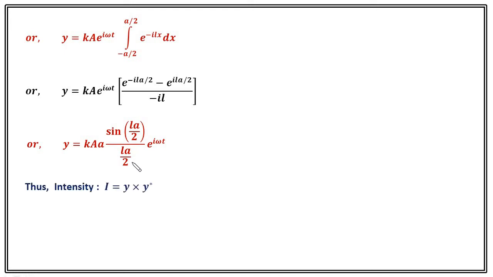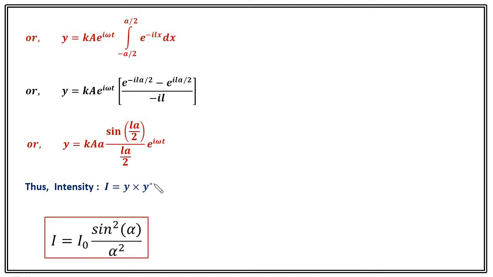In order to calculate the intensity, what is intensity? Intensity is y times its complex conjugate. So if you do that, you will get I equals I₀ sin²α over α², where I₀ is (k a)² and α is La/2. So this is the final form of the intensity. So at any point on the screen, if you want to calculate the intensity, then α is your variable.